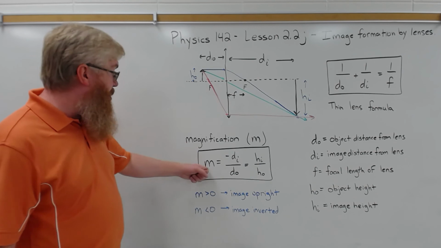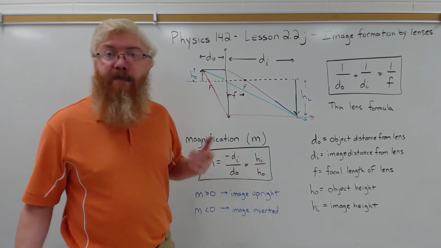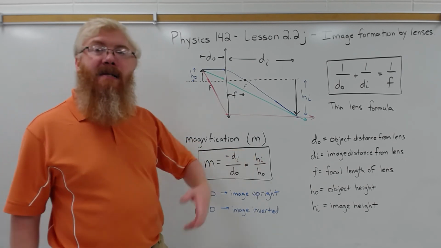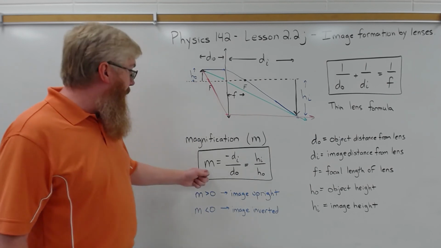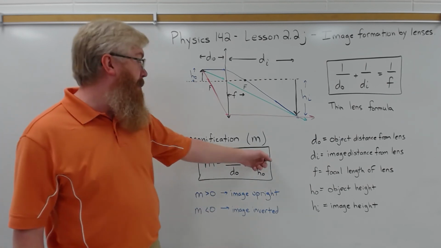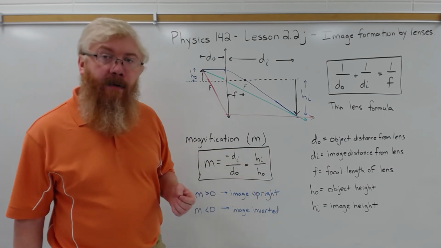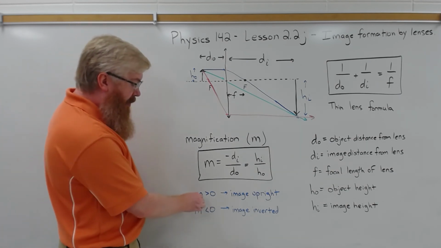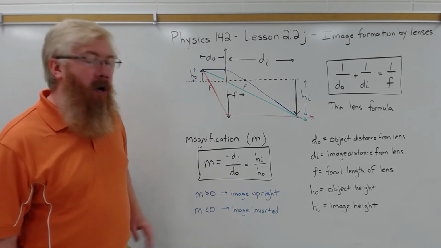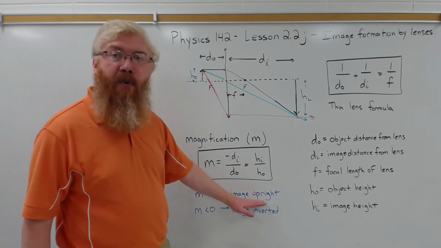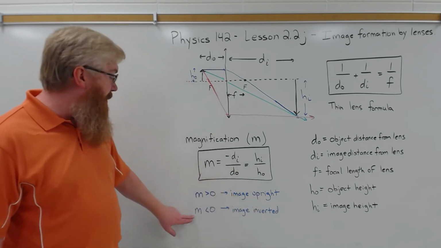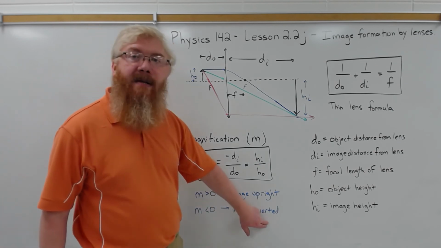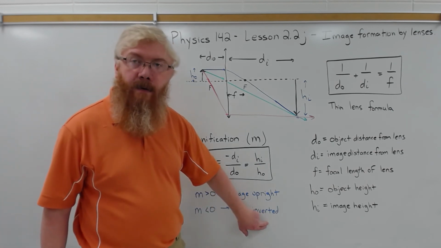So a magnification of 2 means the image is twice as big. Magnification of 10 means the image is 10 times as big. Magnification of half means the image size is half of the object. Now again, there's a sign issue here. If the magnification is greater than 0, that tells me that the image is upright. If the magnification is less than 0, that tells me the image is inverted.